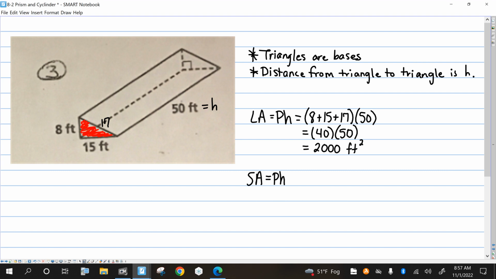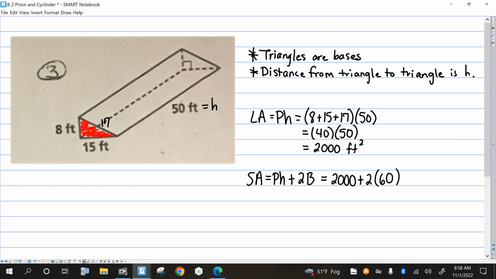Surface area is pH plus 2B. Now, pH we already know is 2,000, plus 2 times B. B we also already know because it's the same numbers from the last problem, right? 60.